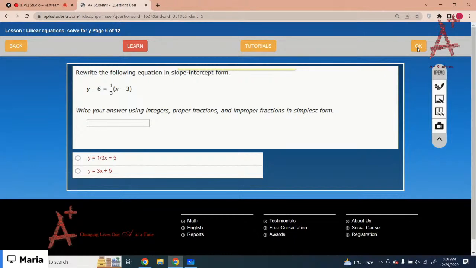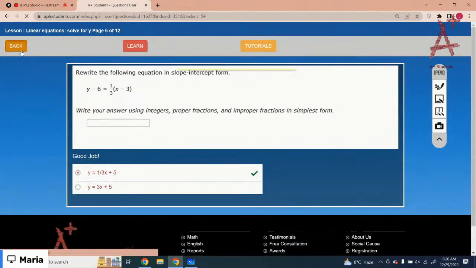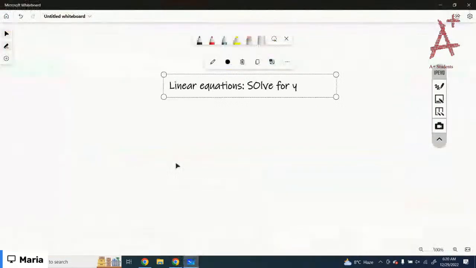So the correct option is the first one. Got it? y equals 1 by 3x plus 5. So just select the correct option, then click on the OK button. Okay, you can complete the test by yourself later today. Let me just move on to the next lesson.